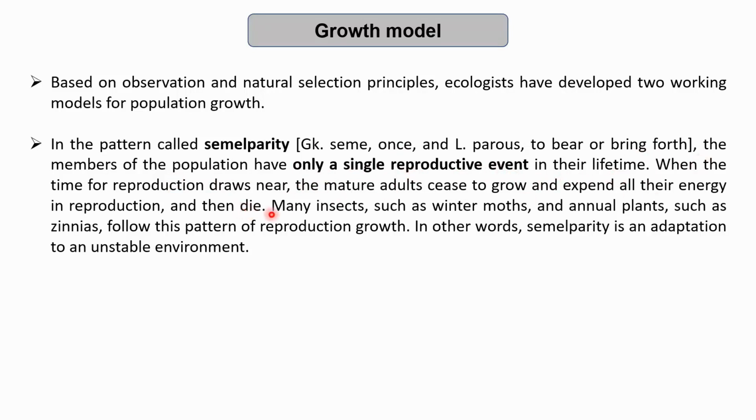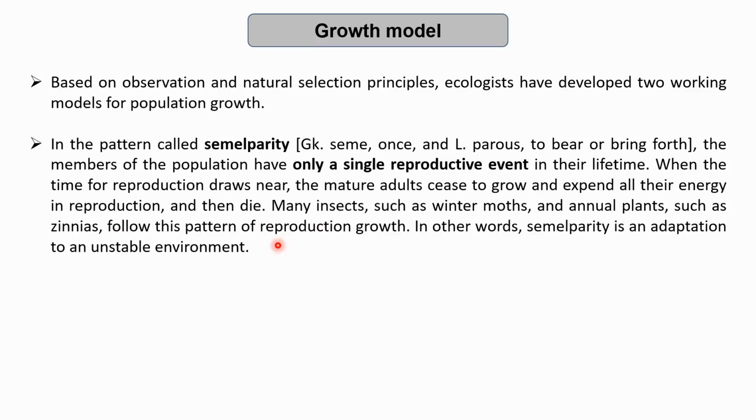So when the time of reproduction draws near, the mature adult ceases to grow and expends all its energy in reproduction and then dies. For example, many insects such as winter moths, and annual plants such as zinnias, follow this pattern of reproduction. In other words, semelparity is an adaptation to an unstable environment. In this pattern of reproduction, the members of the population have only a single reproductive event in their lifetime.